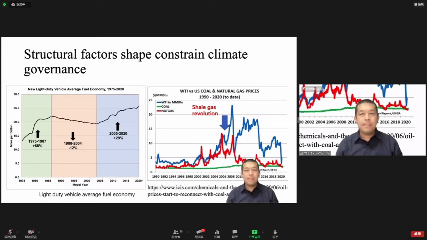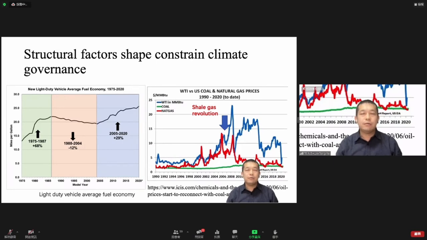And then there was a shale gas revolution, which happened at almost the same time, in the middle of the 2010s, which increased the production of natural gas in the United States and reduced the natural gas price. And you can see from the figure, the red line is the natural gas price in the United States, and the green line is the coal price.